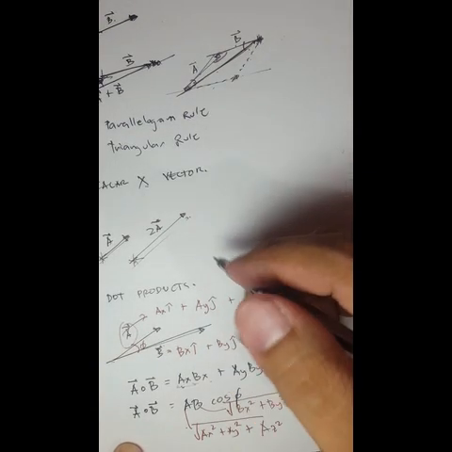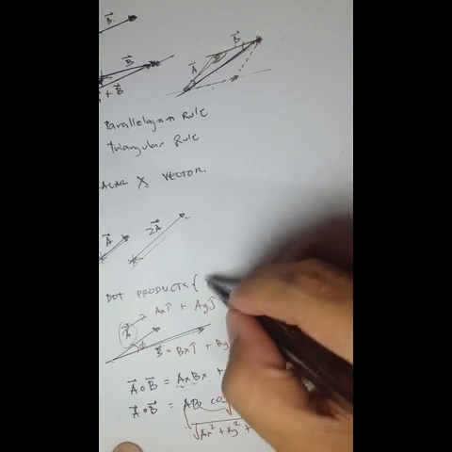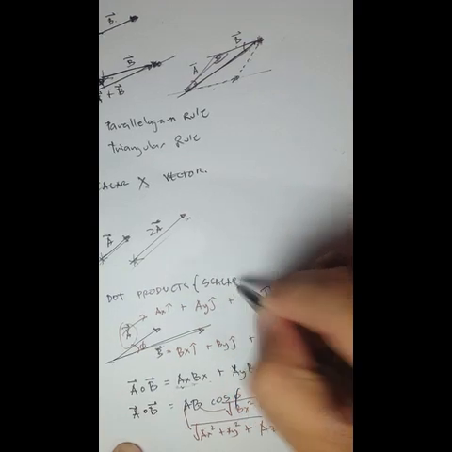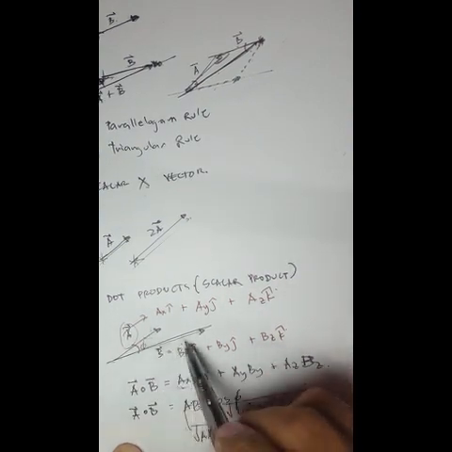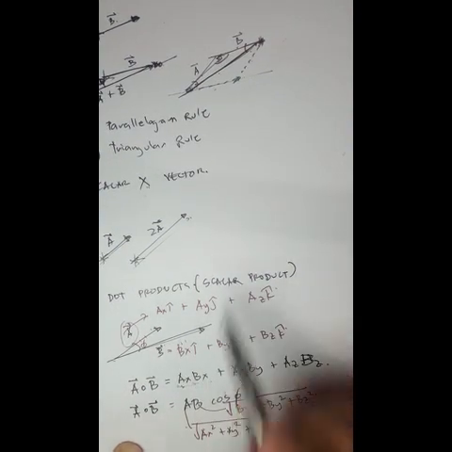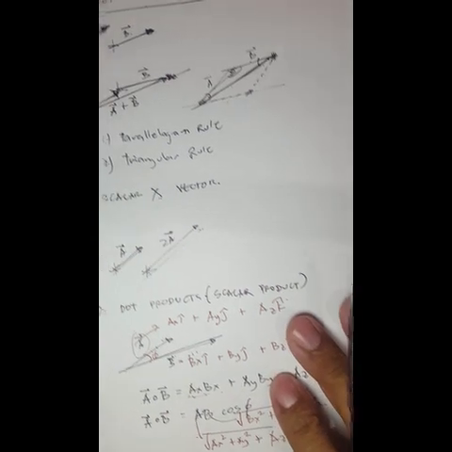The dot product is sometimes referred to as the scalar product, simply because if you multiply these two vectors, what you get is a scalar. So that's it.